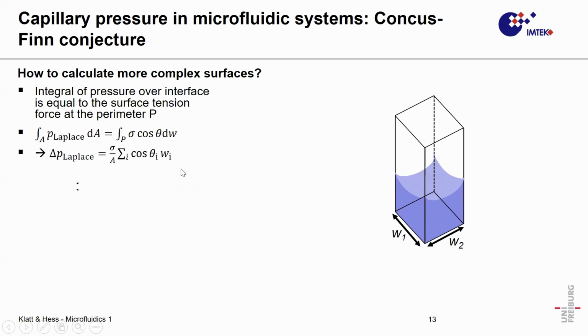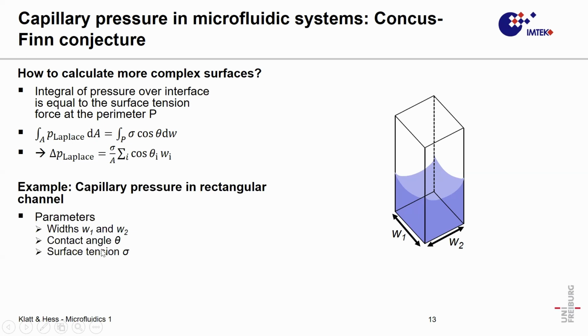This may sound complicated if you haven't done an example yet, but let's look at this example of the rectangular channel and try to understand what it means. So we have the parameters of the widths, W1 and W2, and we know the contact angle as well as the surface tension of our fluid-gas interfaces and solid interfaces.